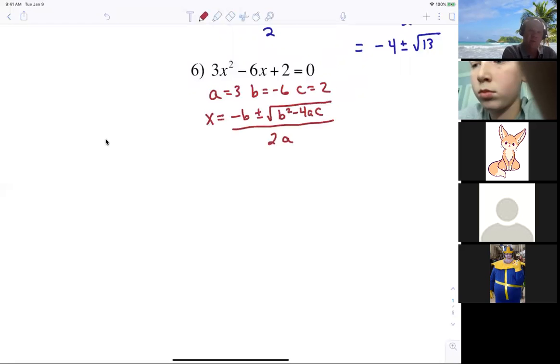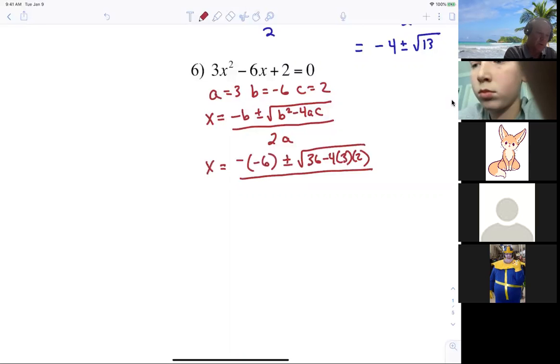Now, from here, we're going x equals negative. Now, don't forget it's -6, plus or minus the square root. -6 squared is 36, minus 4 times 3 times 2, all over 2 times 3. Anybody have any questions or concerns with that?